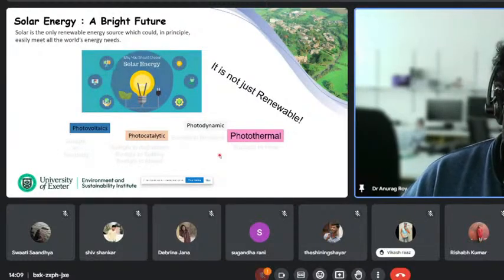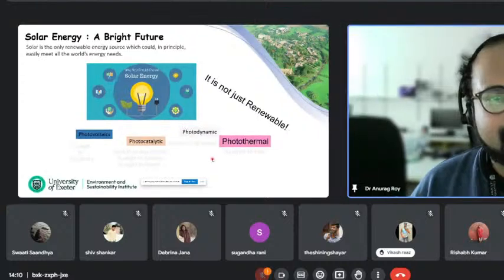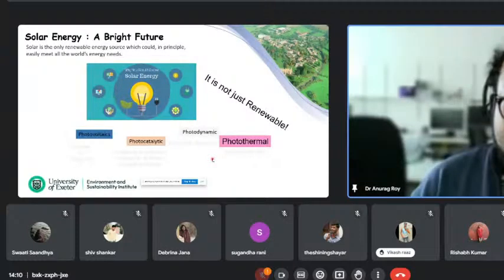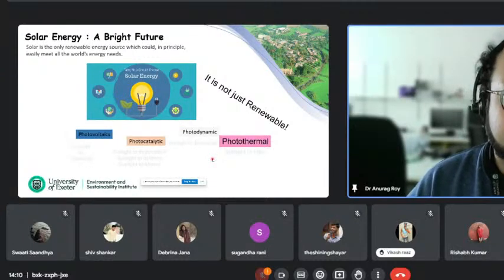Photothermal is another interesting topic, mostly concerning heat generation. How can we remove excessive heat from our system? That's where the term photothermal comes in, which we are also applying. In our group, we do all these types of research, but photovoltaics is definitely one of the leading ones.